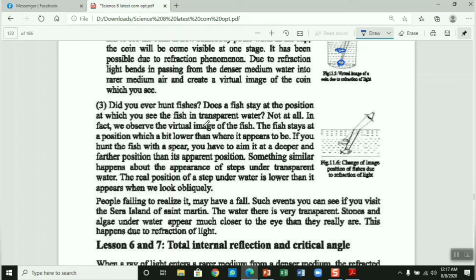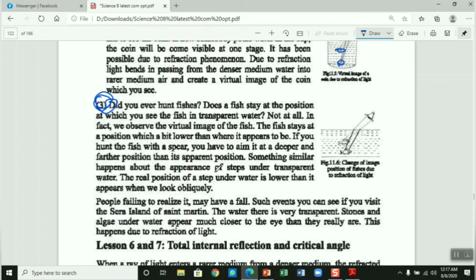This is very important. This one mostly comes in the board exam. While fishing with a sphere, what should our position actually be?